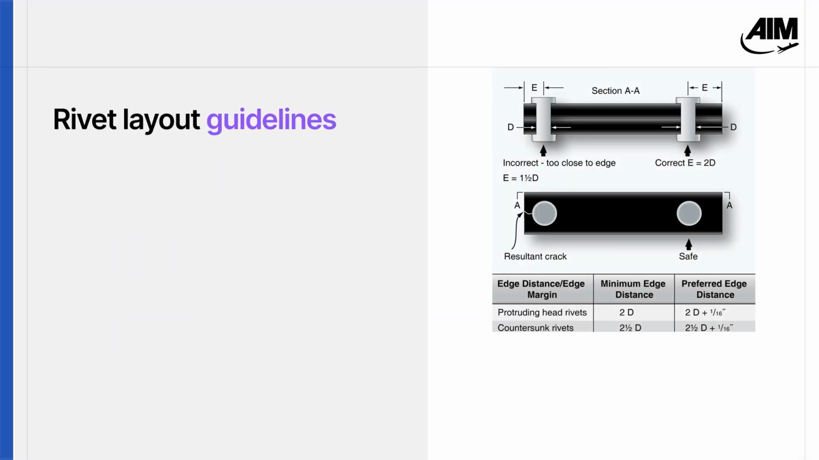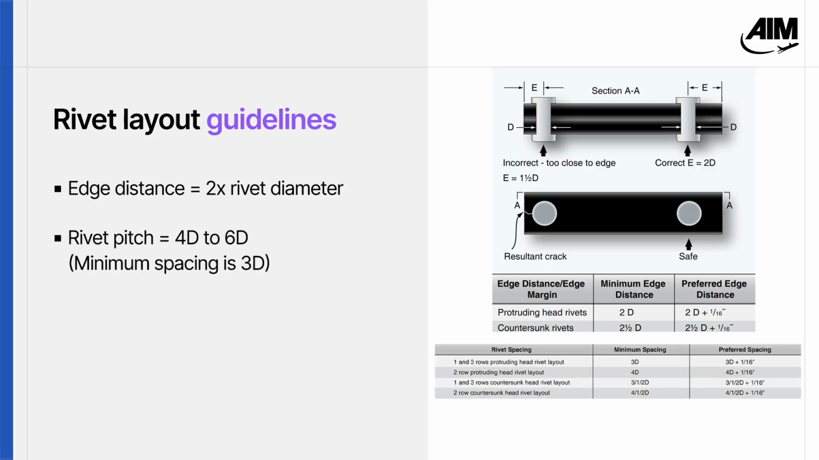When planning your layout, begin with 3 key spacing guidelines. The first is edge distance, the space from the center of the rivet to the edge of the material, usually 2 times the rivet diameter. Then comes rivet pitch, which is the spacing between rivets in a row, typically 4 to 6 times the rivet diameter, but it can be larger in low-load areas. Finally, transverse pitch, which is the distance between rows, is generally 75% of the pitch.